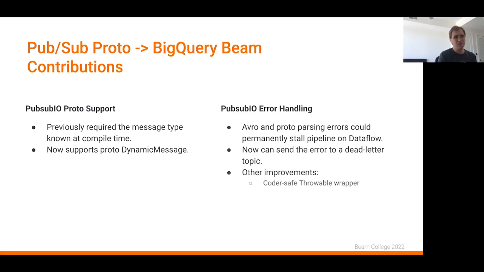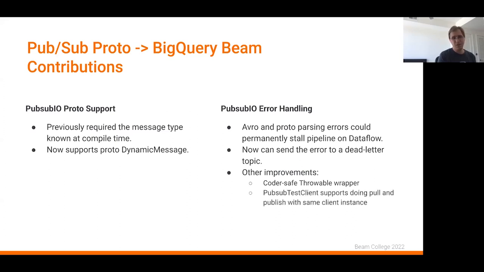And there are some other improvements. The first one is, we wanted to make sure that we could capture more data from the exception that gets thrown than what was previously provided. But throwables don't override Java's equals method. And therefore, it can create very spammy logs because it thinks that the coder is creating an unequal output. And so we created a wrapper around Throwable that gets around this issue.